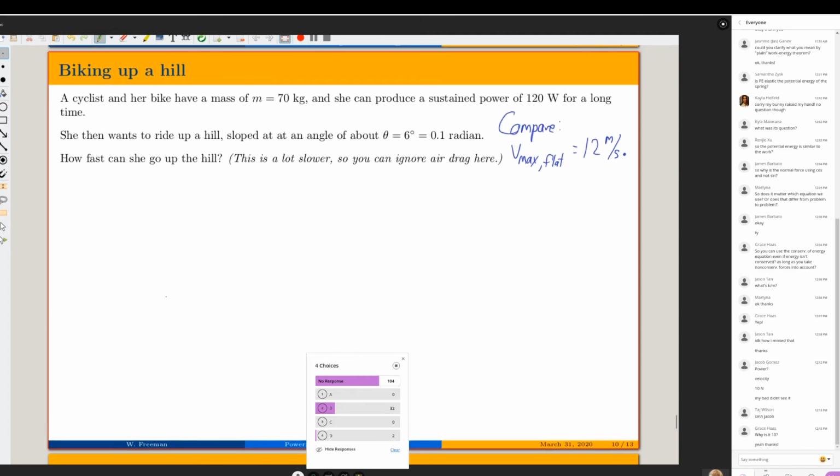So if I want to know how fast I can go up a hill, now we're ignoring air drag because we're going so much slower, and now the thing holding us back is gravity. So now I've got the power from the pedals plus the power from gravity equals 0. Again, the power from the pedals I know is 120 watts. The power applied by gravity is going to be, again, the force of gravity dot velocity.